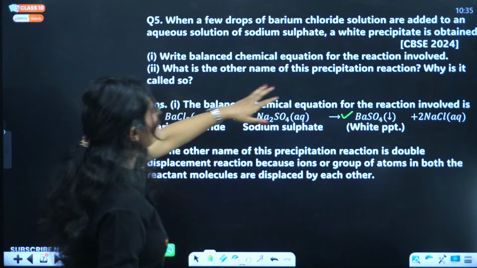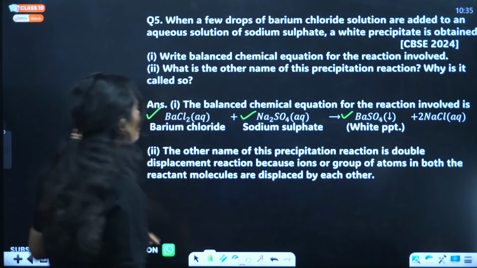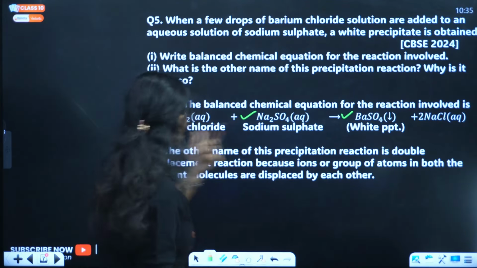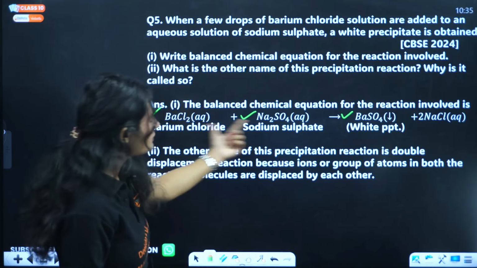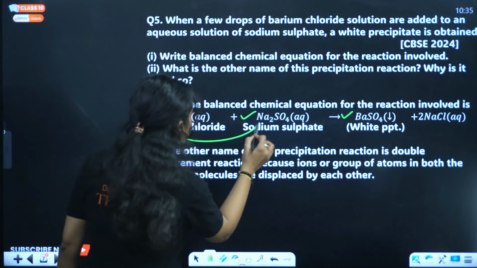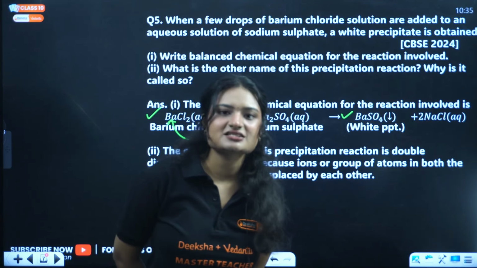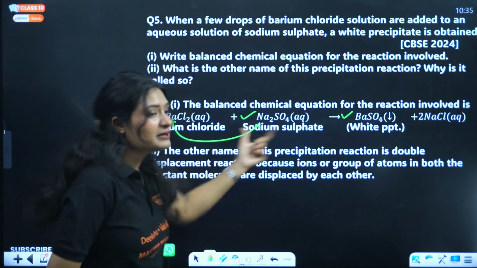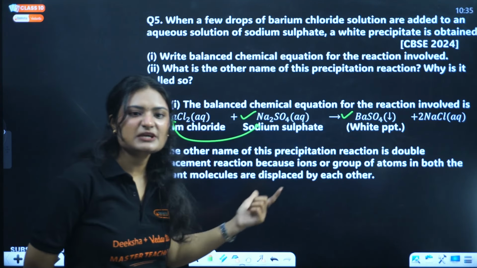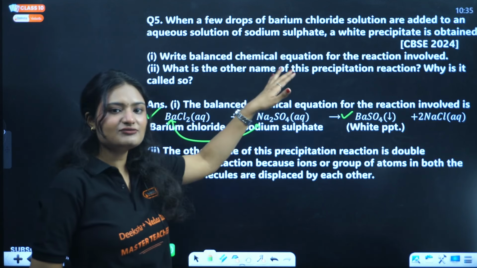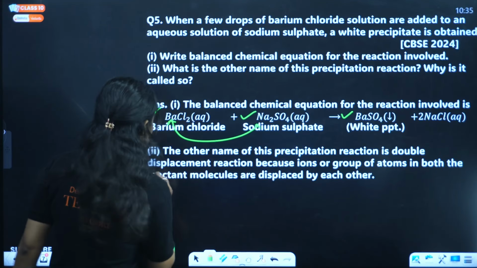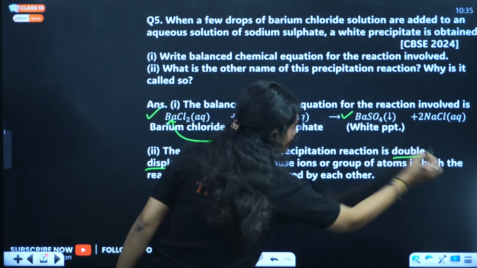Now what is the other name of this precipitation reaction? What is it called? So you see what is happening here. There is an exchange of ions, my dear kids. There is an exchange of ions between the reactants, right? So this means this is a double displacement reaction. Double displacement plus precipitation. So the other name will be double displacement reaction, my dear kids.